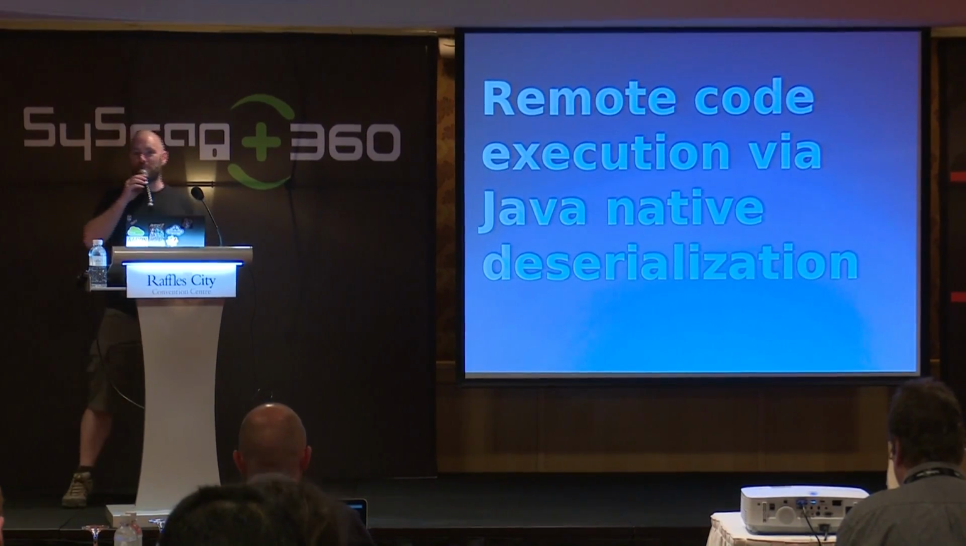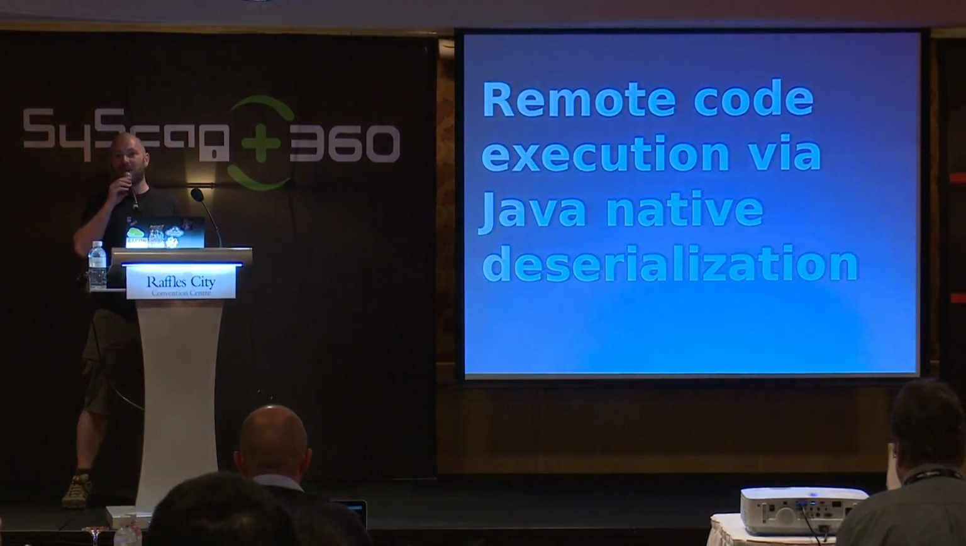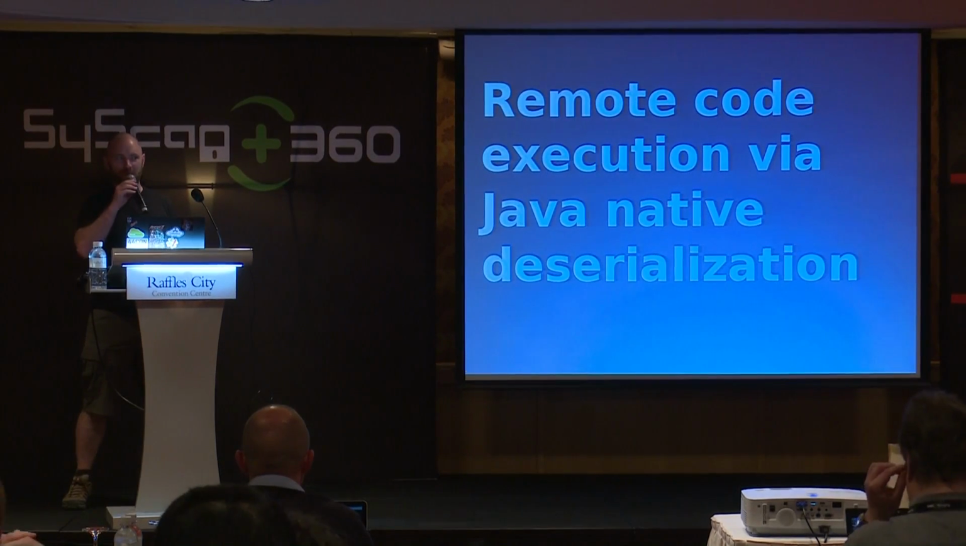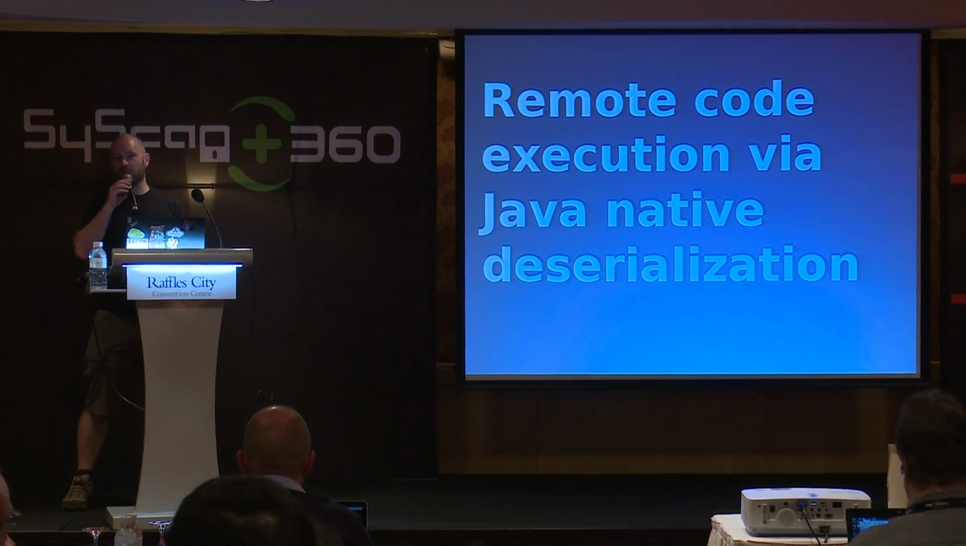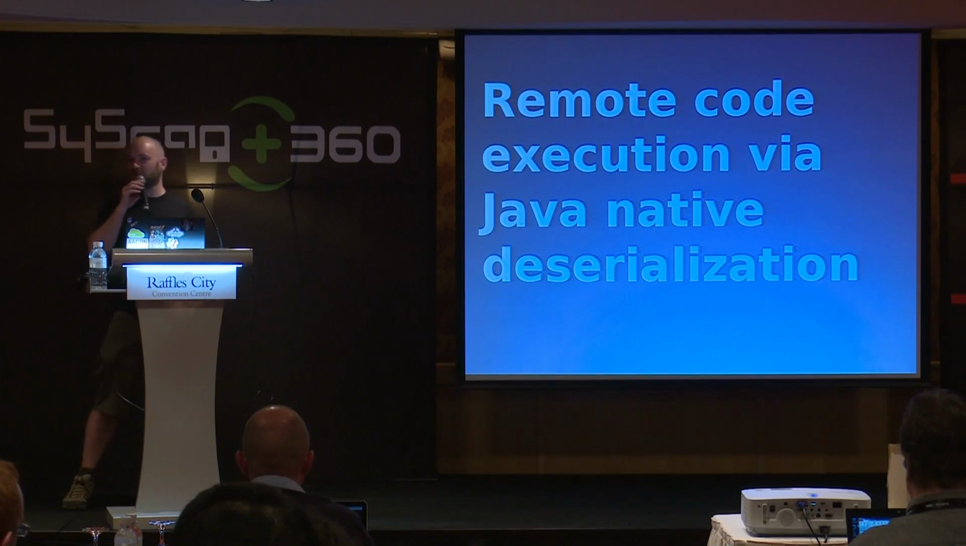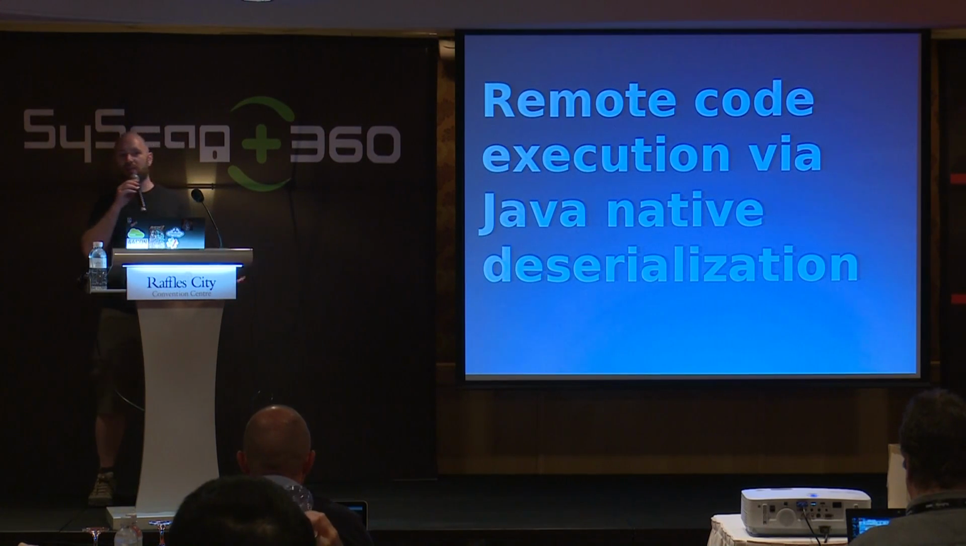I'm going to be talking about Java RCE via native serialization, but we're not just going to focus on that. We're going to focus on a variety of deserialization mechanisms that are in Java and ways that they can be exploited to achieve RCE. We'll ignore anything that isn't RCE because, you know, what's the point?